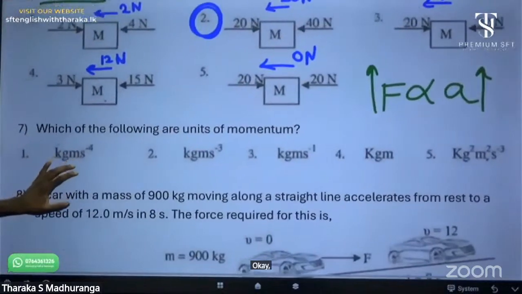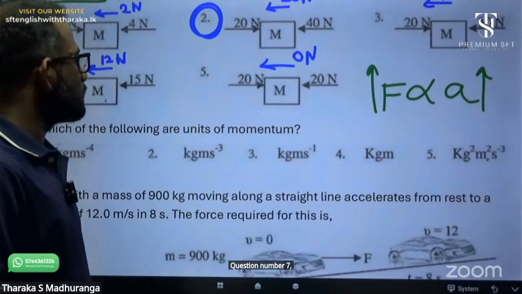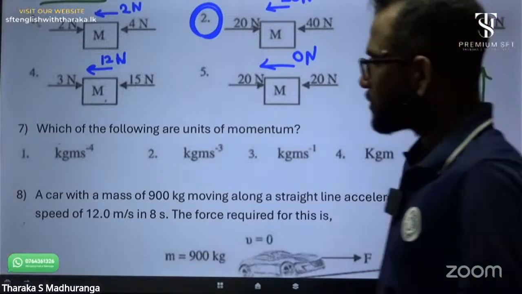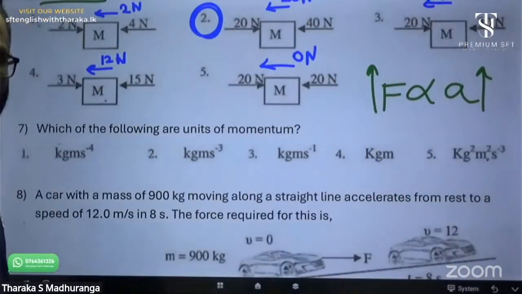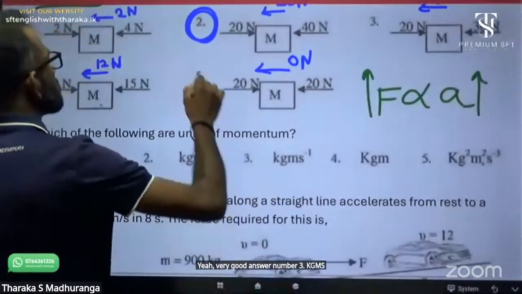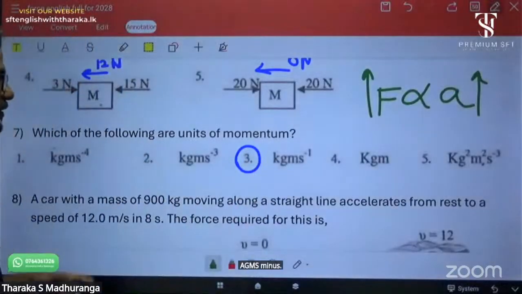Okay, question number 7. What is the following unit of momentum? Momentum, very simple question. It's a fact. It's a theory. What's the answer? Yeah, very good. Answer number 3. kg m s minus 1.